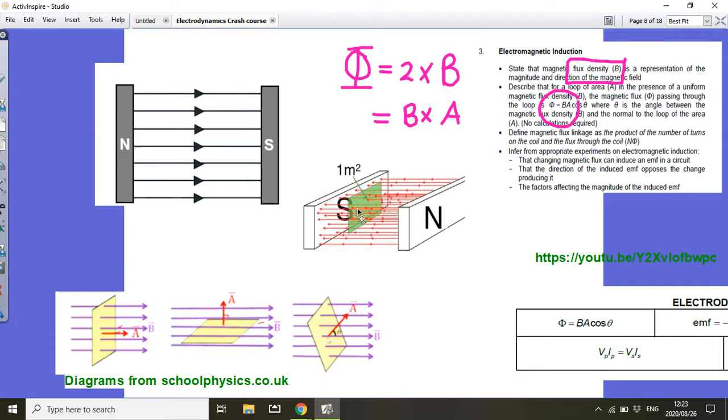But if I have a fixed magnetic field, like I normally have in motors and in generators, with the north and the south pole, then these lines are evenly spread.